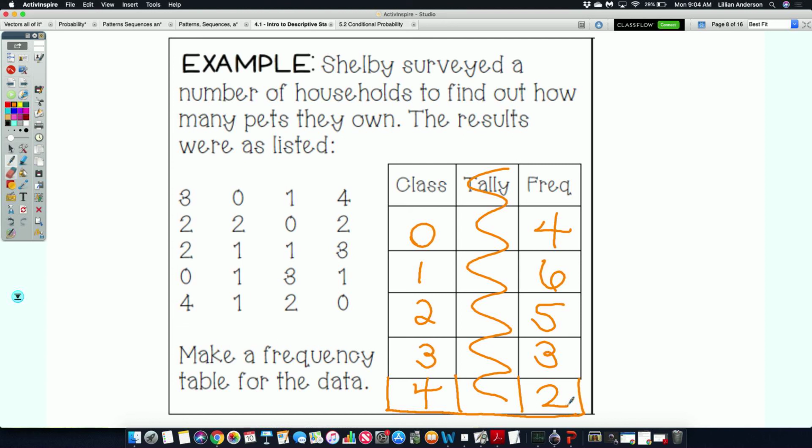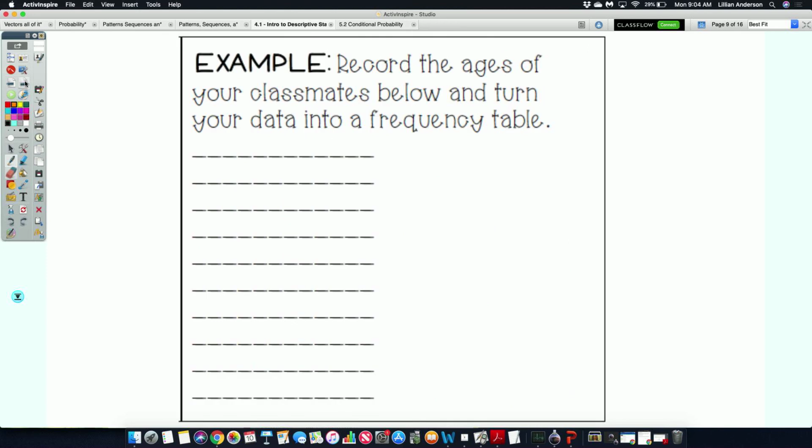Just remember the other ones. There's more than one type of frequency table, yes. All right, then what we're going to do is have you get up and move around a little bit. I want you to go around and record, not the ages of people in this class, because I'm pretty certain everybody here is 16 or 17. That's not going to give us that big of a table.